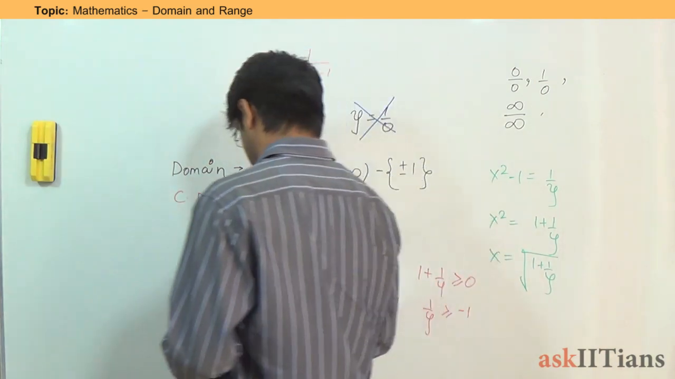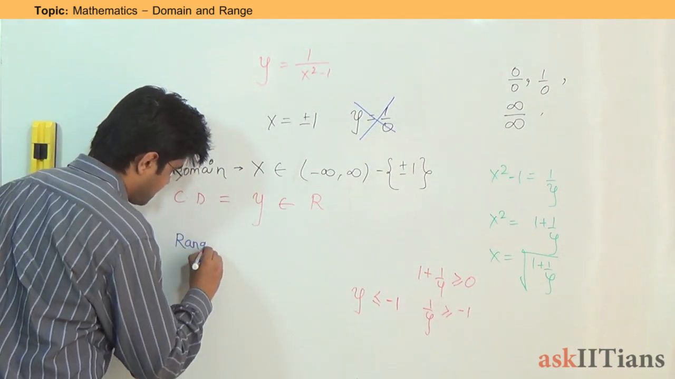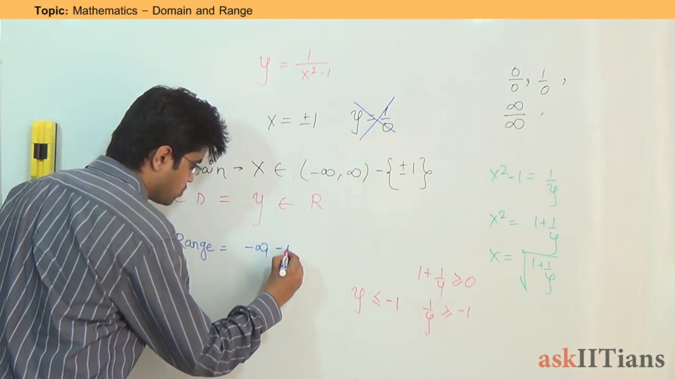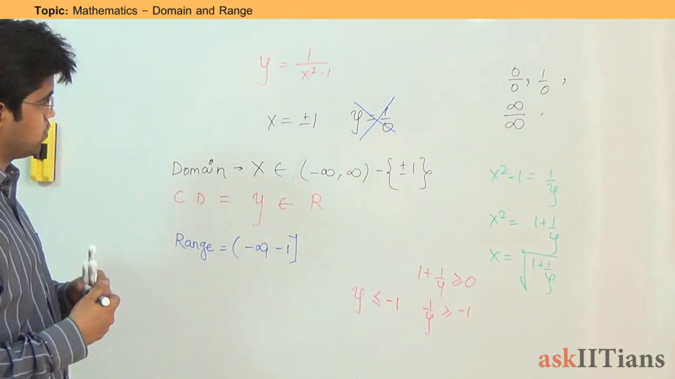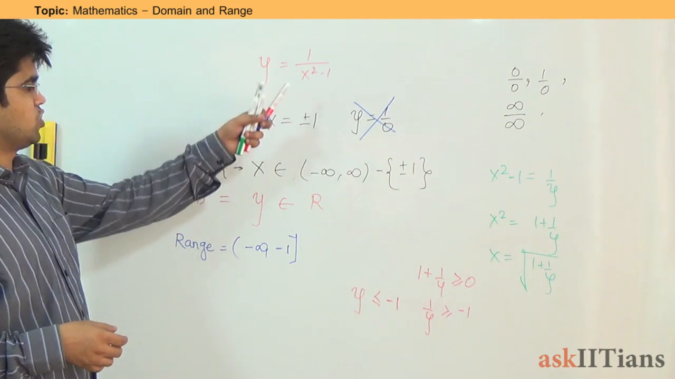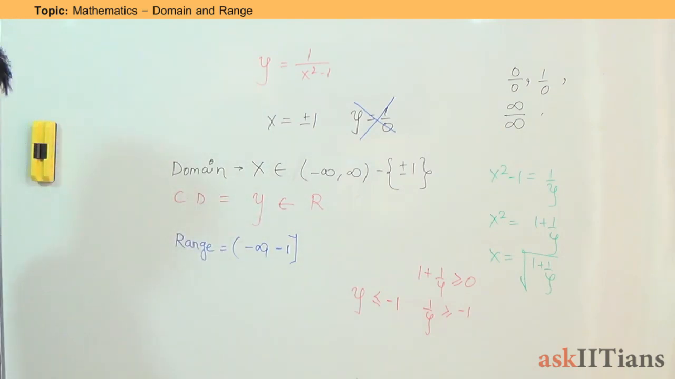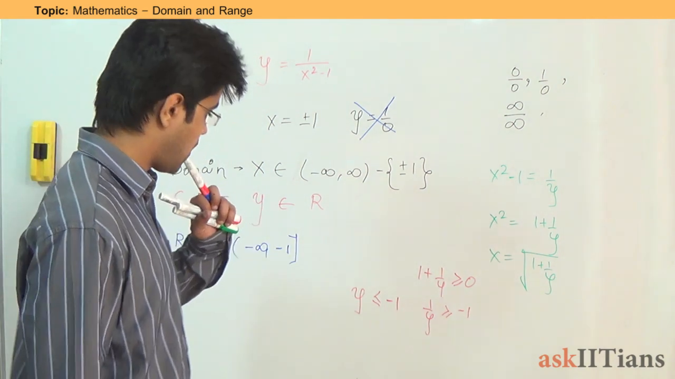So that means my range is actually minus infinity to minus 1. We can get minus 1. If we put x equals 0, then we'll get minus 1. So there is no problem in it. But y will always be less than or equal to minus 1.